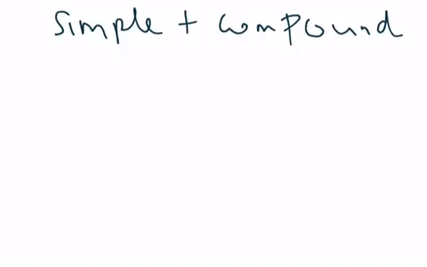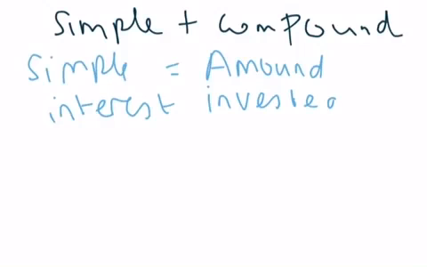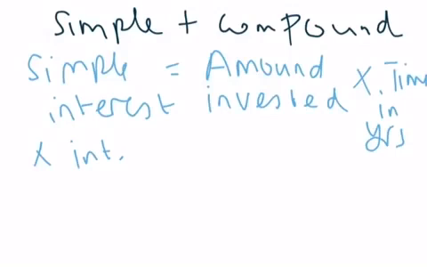It's quite straightforward. So, simple interest equals the amount invested, times by the time in years, times by the rate of interest per year.